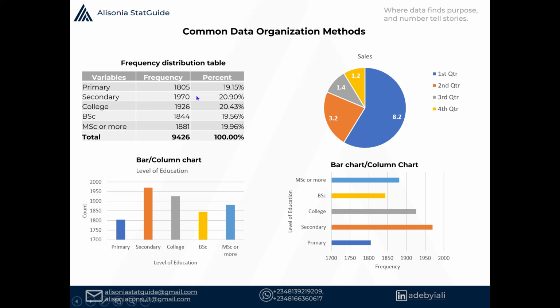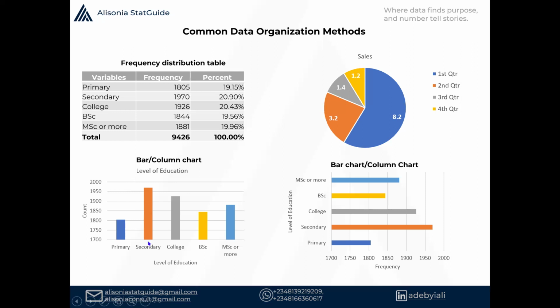So a frequency table is not limited to just three columns: variable, percentage, and frequency. You can have cumulative frequency, you can have relative frequency, and so on and so forth. Another one is the bar chart or column chart.